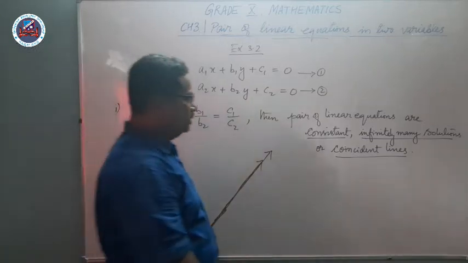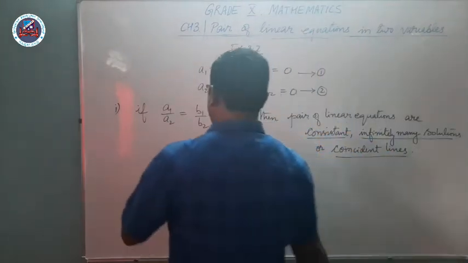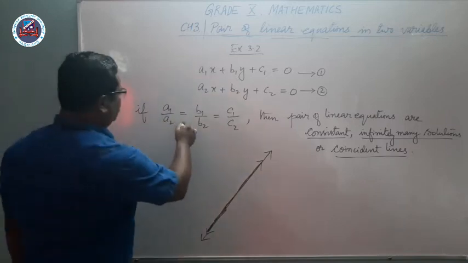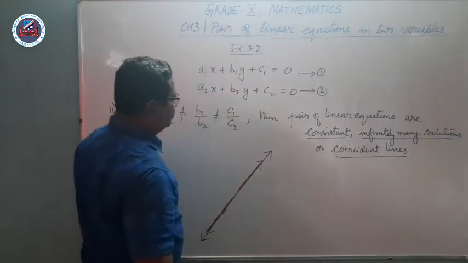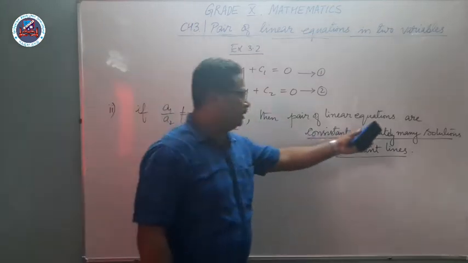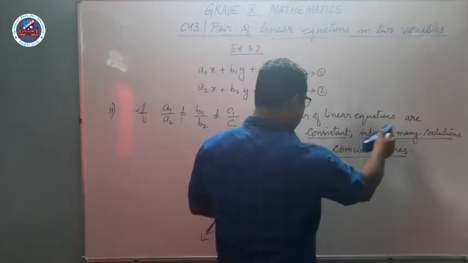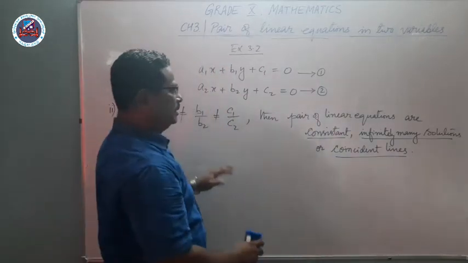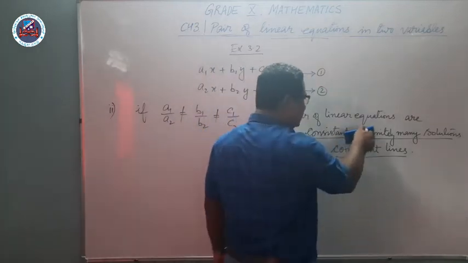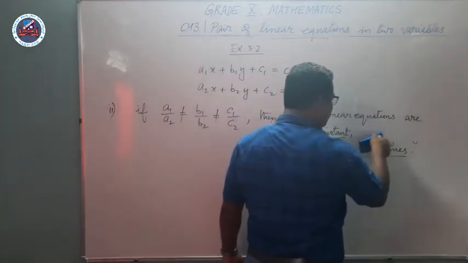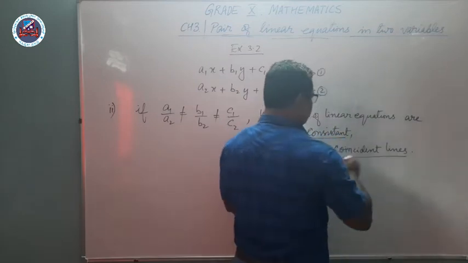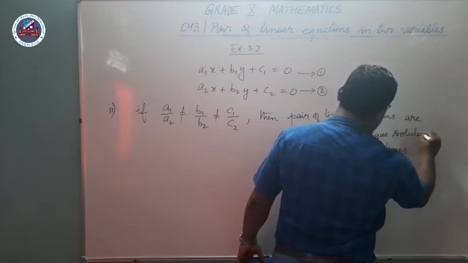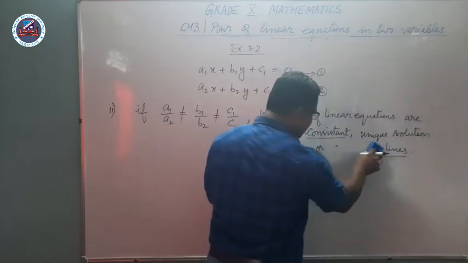Now let us see the second condition. In the second condition, if a1 by a2 is not equal to b1 by b2 and it is not equal to c1 by c2, then the pair of linear equations are consistent. This is also called consistent, but they do not have infinitely many solutions. They have a unique solution. Unique means only one solution, and the lines are intersecting lines.